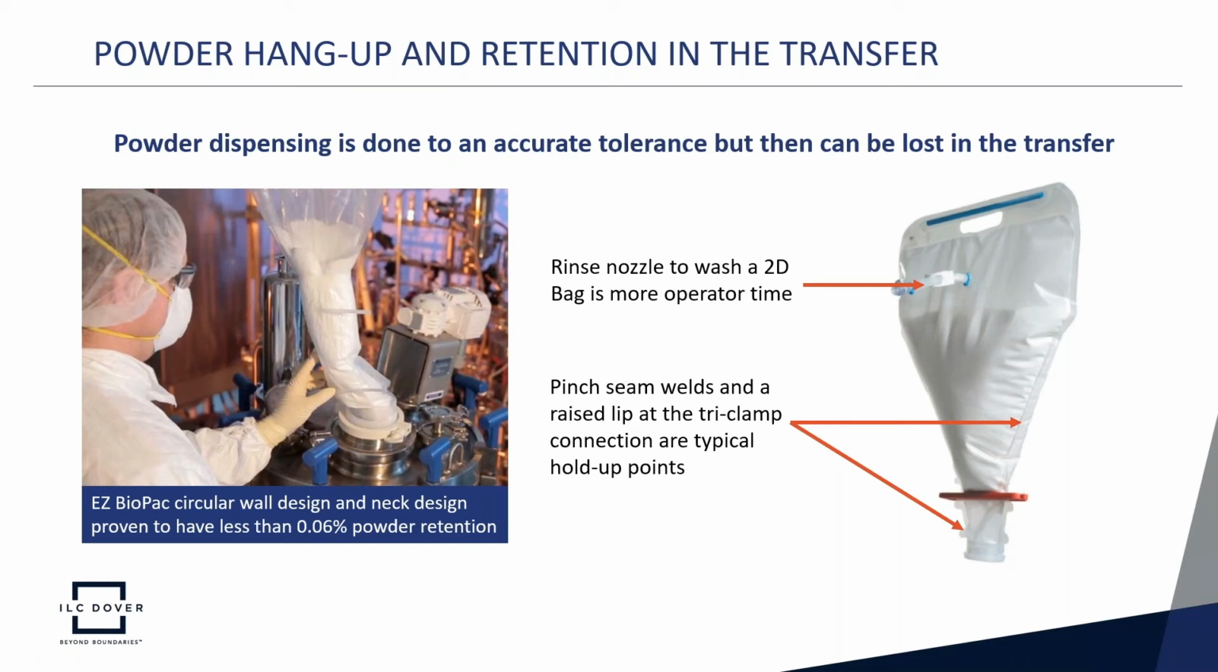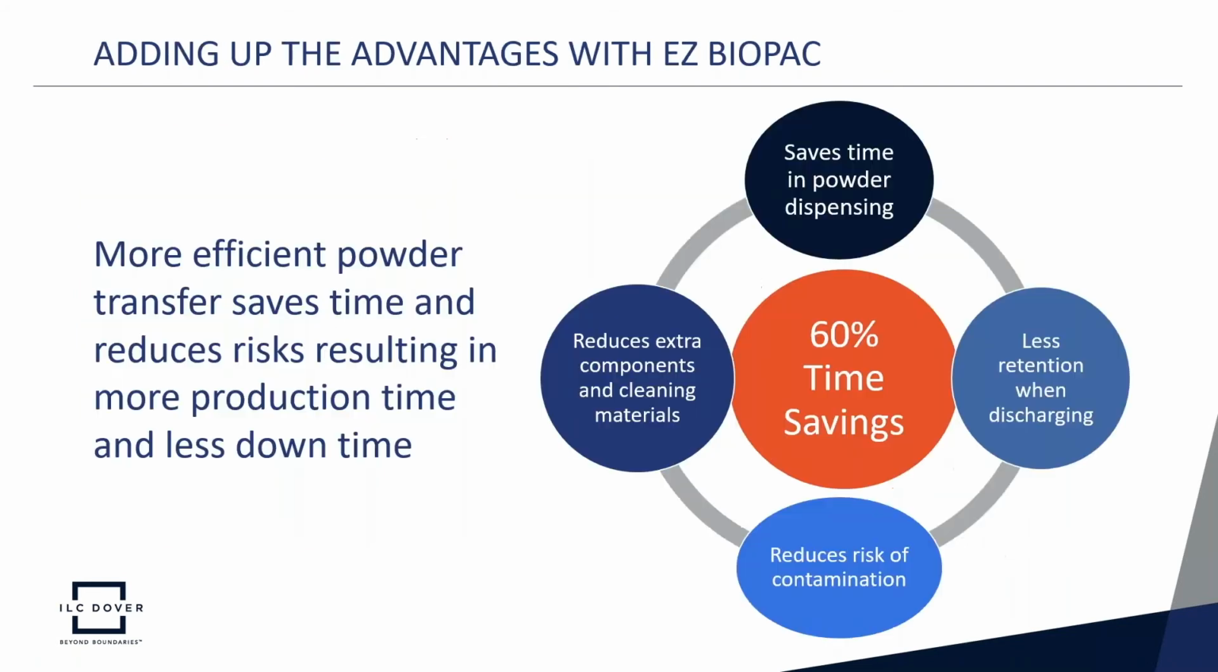And you'll see the picture on the left, the EZ BioPac is shaped quite differently with the 3-dimensional design. Everything is circular, there's no hang-up points. We'll talk later about the welding type. It's not the pinch seam, which has the opportunity for material to hang up. And the key thing is a study done for the EZ BioPac to show that after complete discharge, the typical or average powder retention is 0.06% of the original content. So a very small amount of hang up that we have to deal with when using the EZ BioPac.